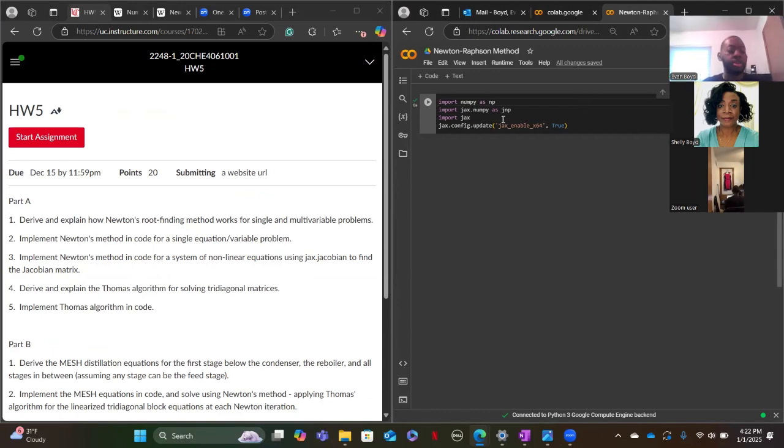Okay. So for our libraries, we're using import numpy as np, and import jax numpy as jnp. Then we're importing jax as well, and doing the jax configuration update to have higher speeds for our Python code. That's all we need for this Newton-Raphson method. The Thomas algorithm needs a few more in-depth libraries, but for Newton-Raphson we just need these libraries.